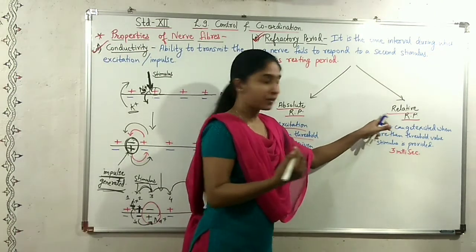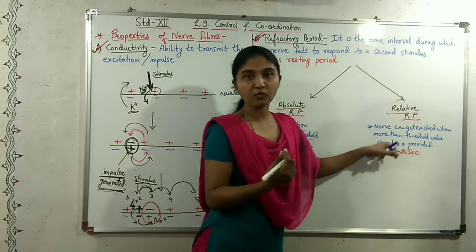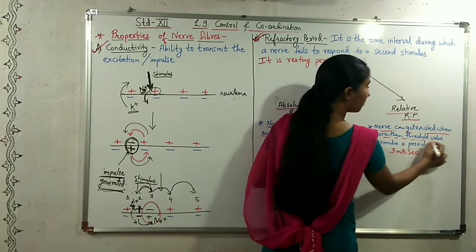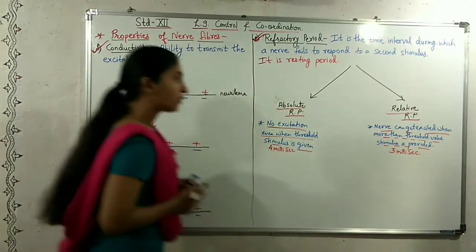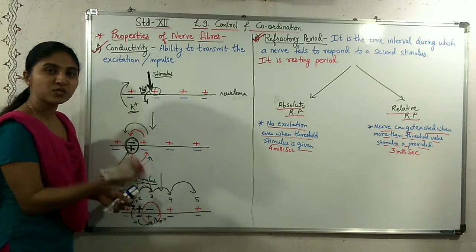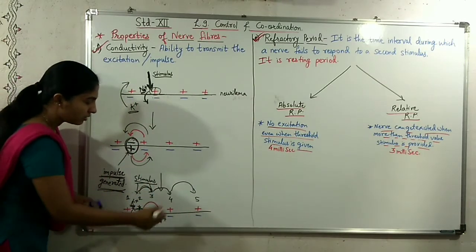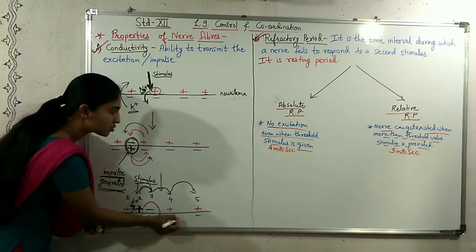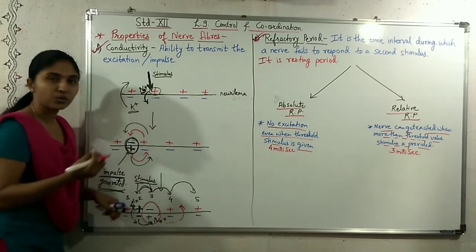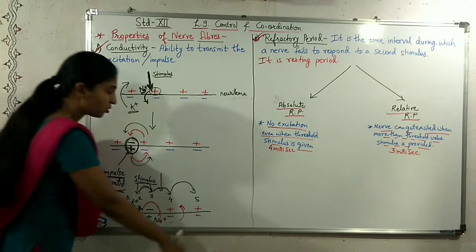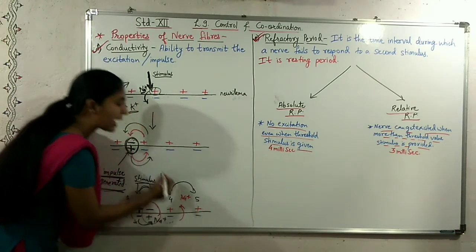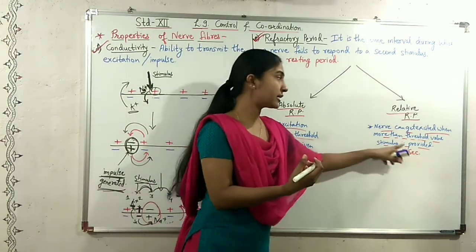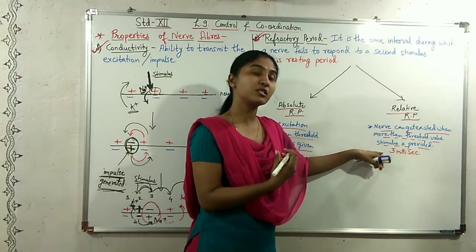Now the second type is the relative refractory period. What happens in the relative refractory period? The nerve can get excited when more than the threshold value is provided. After a few milliseconds, the sodium ions which are present on the inner side of the membrane move out due to the sodium and potassium pump. So these sodium ions move out, and at that time more than the threshold intensity stimulus is given.